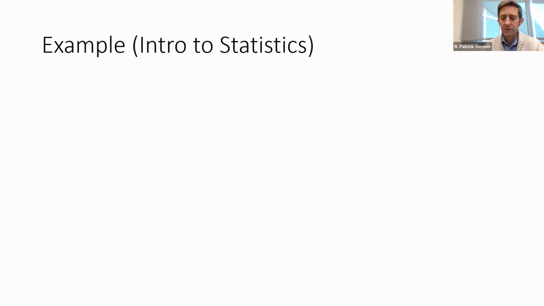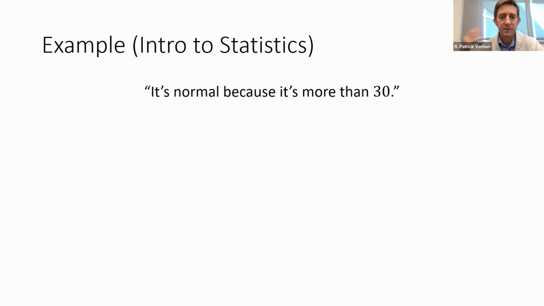First example comes from my Intro to Statistics class. This happens probably every time I teach it. So each section, each semester, I'll hear somebody say, when we get to something like the central limit theorem, somebody will say something like, it's normal because it's more than 30. And that's really concise, but there are a few problems with this. One, what is it? And two, the students are referring to two different its in this case.